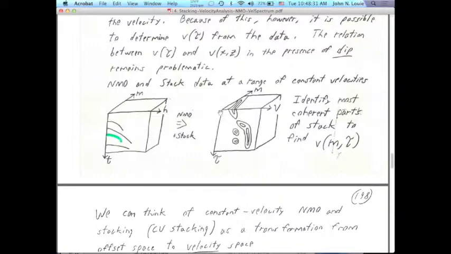Notice that the horizontal axis pointing into the screen is still M. The vertical axis is still time, but now it's zero offset time tau. Simple enough, right? Here's time t, there's tau right there, a little bit less. So now the time axis is tau.